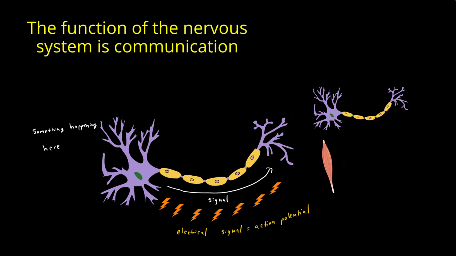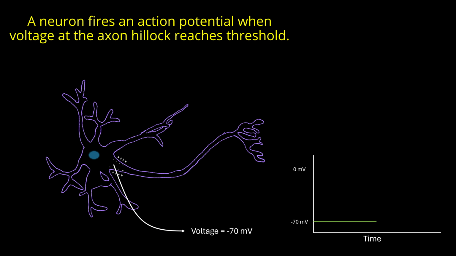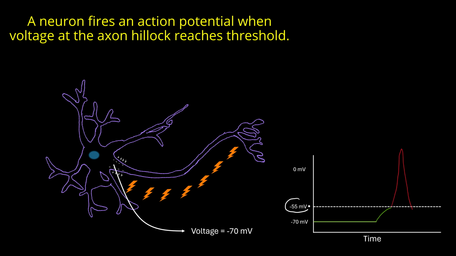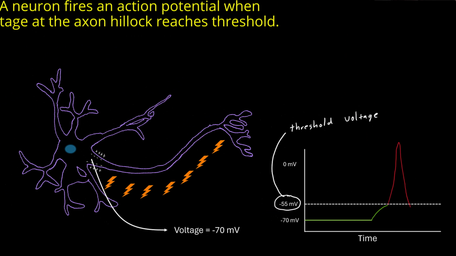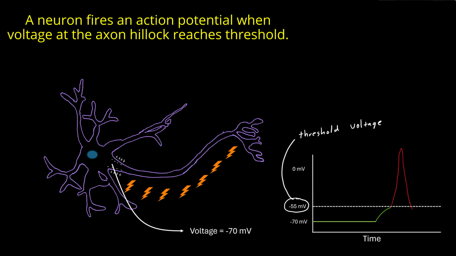A neuron fires an action potential if voltage at the initial segment of an axon reaches a high enough level. The initial segment of the axon is called the axon hillock, and the resting voltage at the axon hillock is about negative 70 millivolts. The neuron fires an action potential if voltage at the axon hillock reaches about negative 55 millivolts, which is called the threshold voltage. Graded membrane potentials are changes in voltage inside a neuron that influence whether or not voltage at the axon hillock reaches threshold.